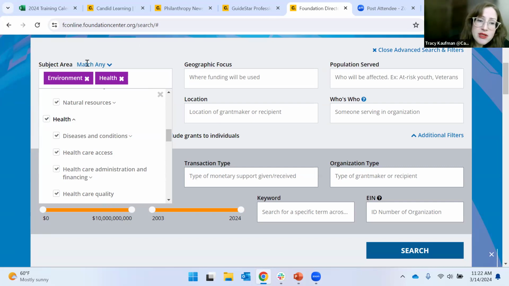The default is it will take you to match any. If anyone's familiar with Boolean search operators at all, that's kind of what we're dealing with here. If it's match any, this is going to maximize your results. You're going to get all of the environmental results, and you're also going to get all of the health results. So this is going to lead you to a longer list of results, which might be a good thing for you, or it might be a bad thing for you.